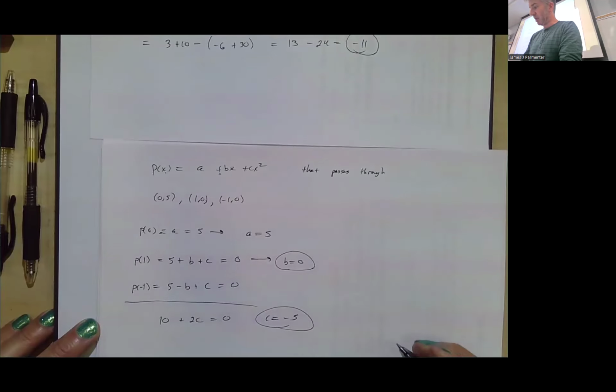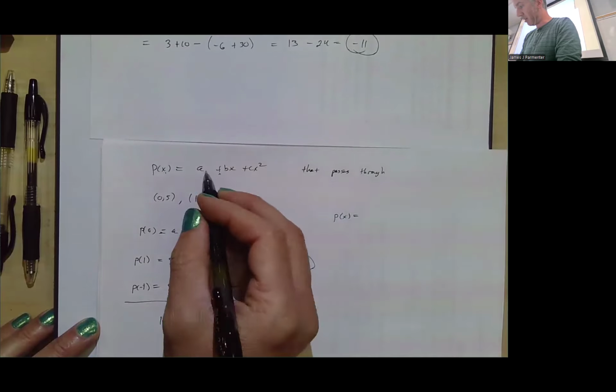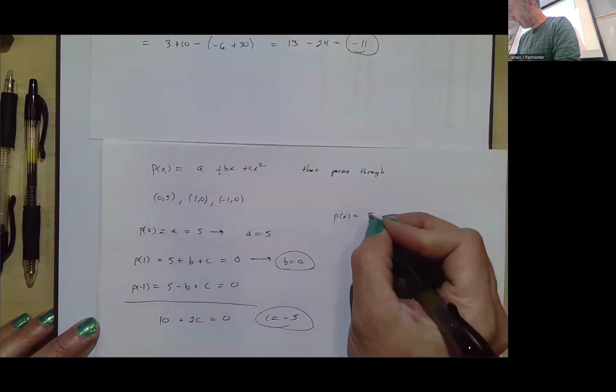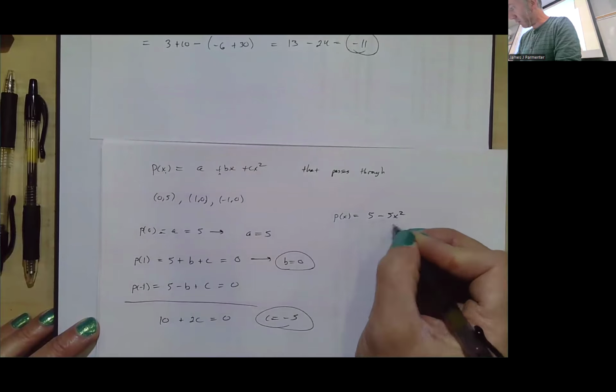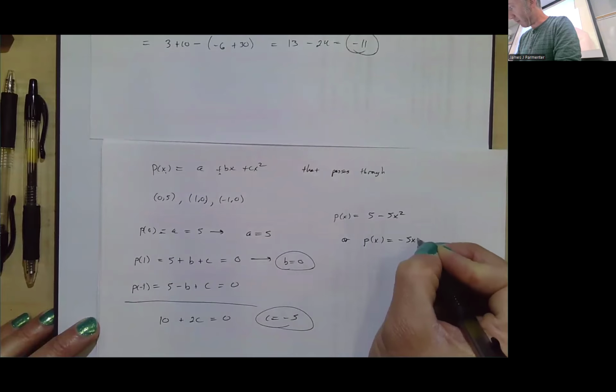So our equation is p of x equal to, I would never write it in this order, 5 minus 5x squared. Or as I would prefer to write it, negative 5x squared plus 5.